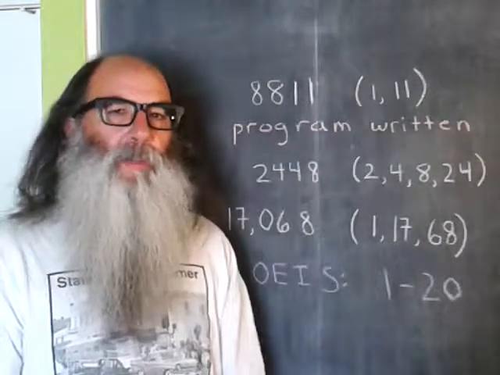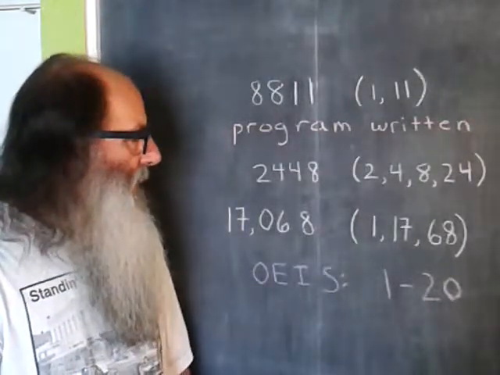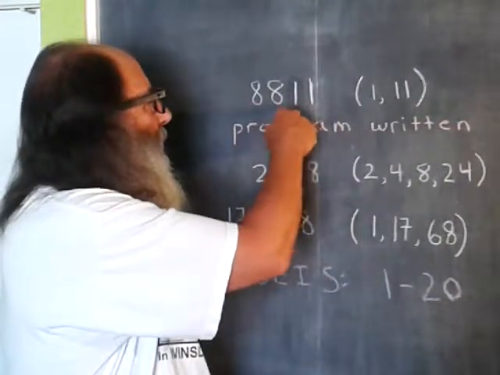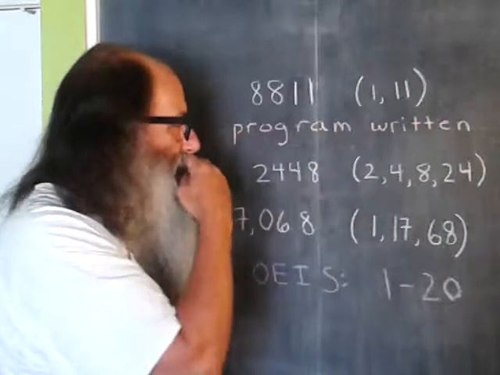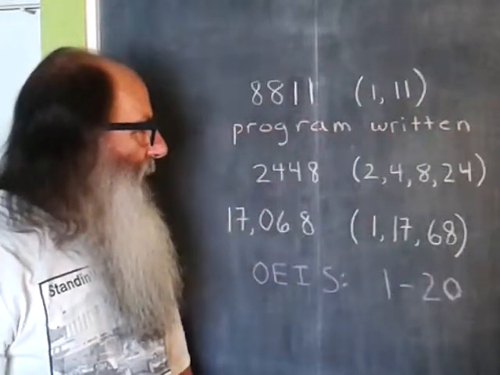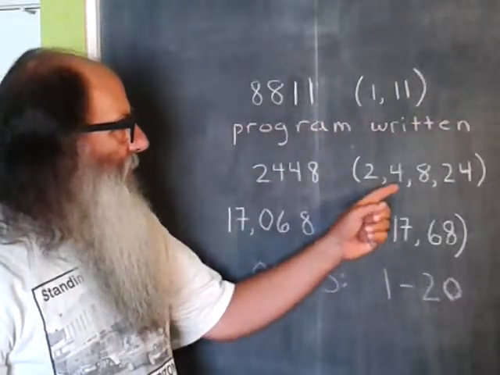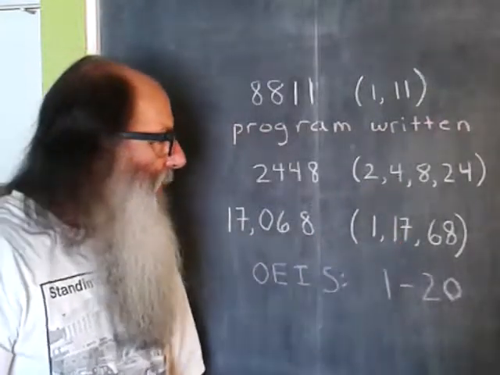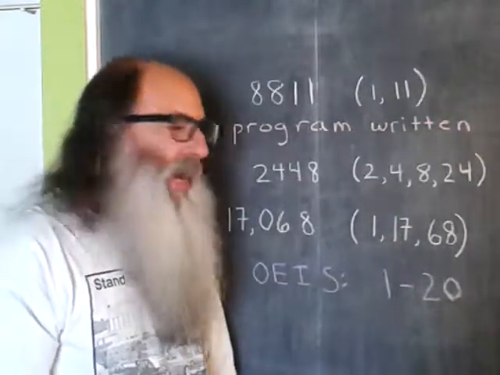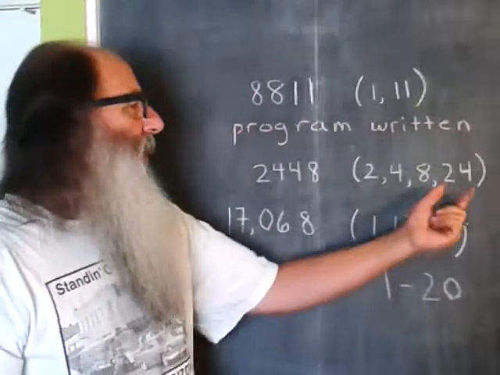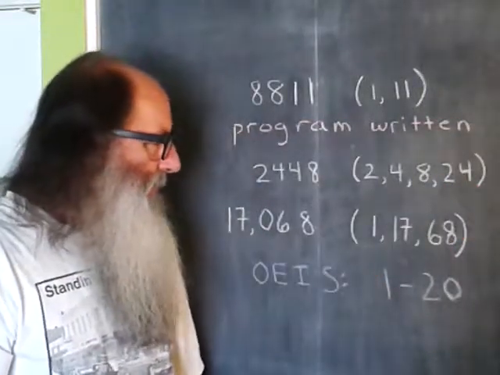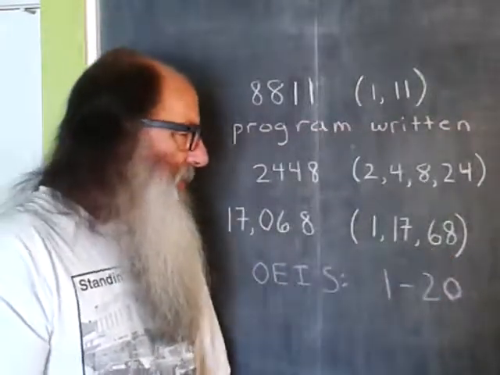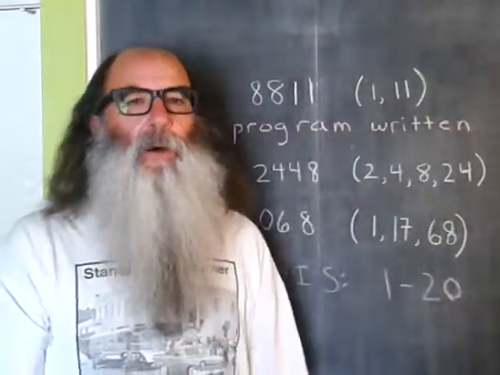With respect to this, the Online Encyclopedia of Integer Sequences, OEIS.org, has sequences defined for all of the numbers 1 through 20, so there's an integer sequence that this number is contained in for 11 and 1. There are integer sequences for 2, 4, 8, and an integer sequence for 17. There is not an integer sequence defined for the multiples of 24, nor is there an integer sequence defined for the multiples of 68. Why there's not, I don't know.